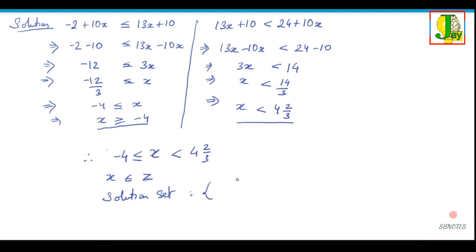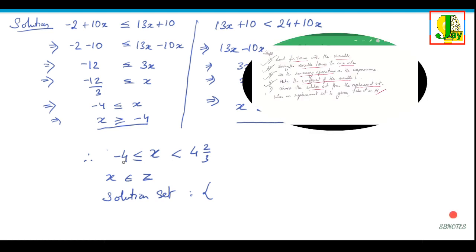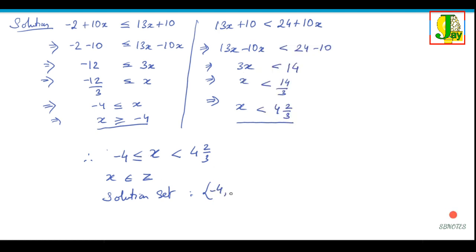So we can write the numbers, and minus 4 is an integer and x is greater than equal to minus 4, so we can write minus 4, minus 3, minus 2, minus 1, 0 is an integer, 1, 2, 3, 4. Why 4? Because x is less than 4 2/3, so 4 is an integer which is less than 4 2/3, so we can write 4, we cannot write 5. So that's the solution set.